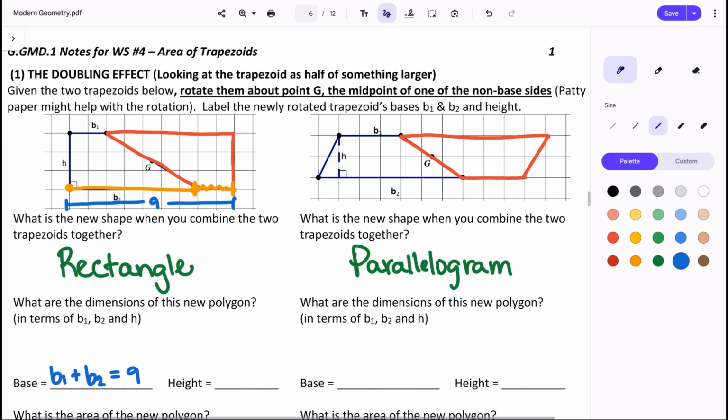Okay, now my height didn't really change because I didn't add or subtract anything from that. So how tall is this shape?